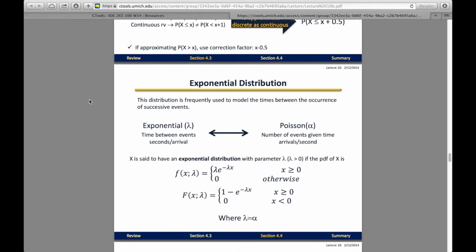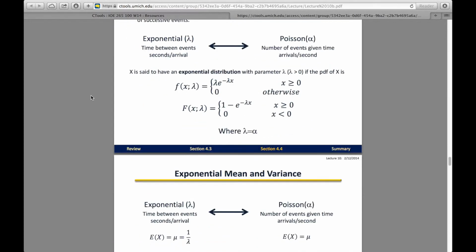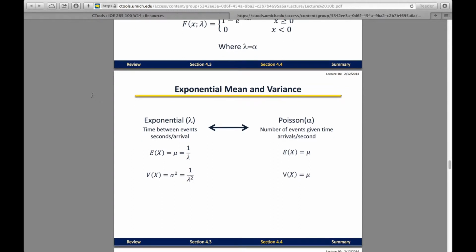It's a continuous function with the parameter lambda. It's used in reliability engineering, so to determine the frequency of cars at a bridge or the frequency of failure in components in an airplane. As you can see on this slide, you can see both the CDF and the PDF, where lambda equals alpha. And then on the next slide, you can see both the expected value and the variance.